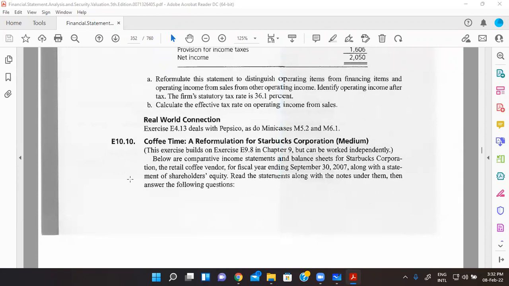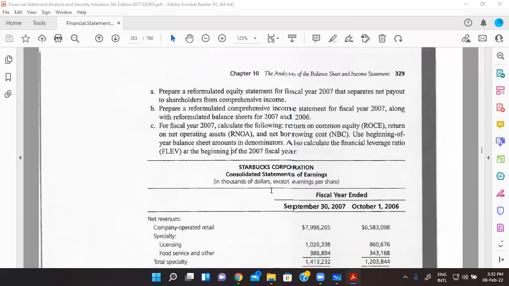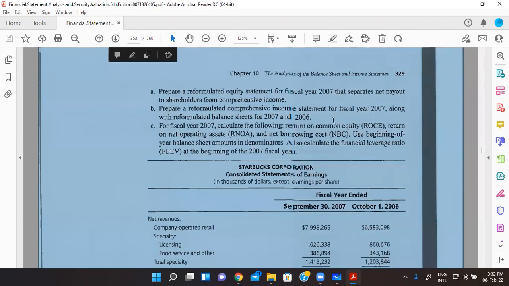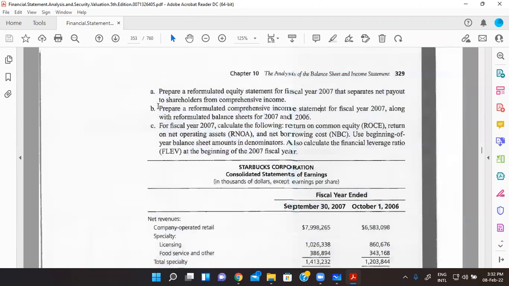Okay, we are right now interested in the financial statements of Starbucks. Below are comparative income statements and balance sheets for Starbucks Corporation, the retail coffee vendor, for the fiscal year ending September 30, 2007, along with the statement of shareholders' equity. Read the statements along with the notes under them, and answer the following questions. We are asked to prepare these things, and we are particularly interested today in preparing a reformulated balance sheet for 2007 and 2006.